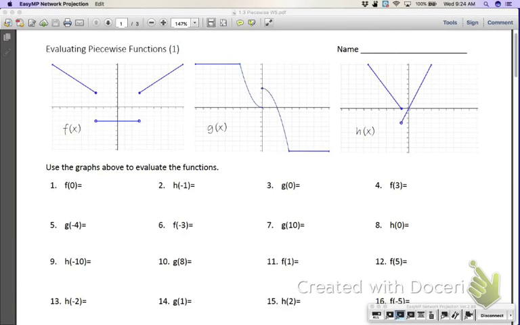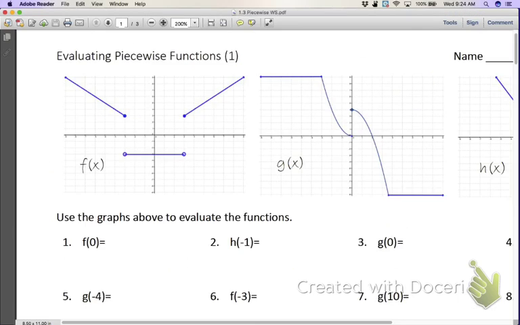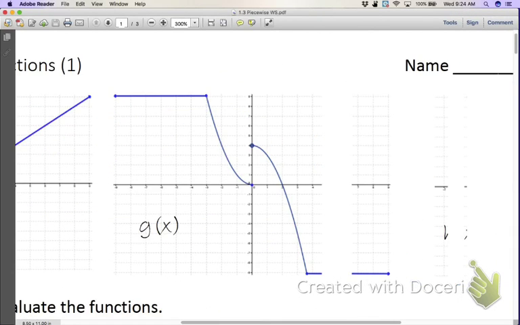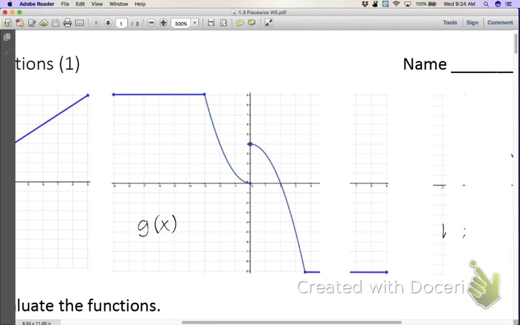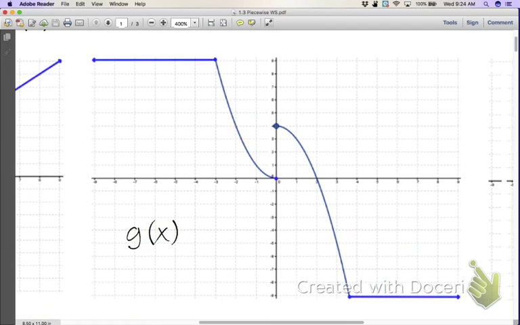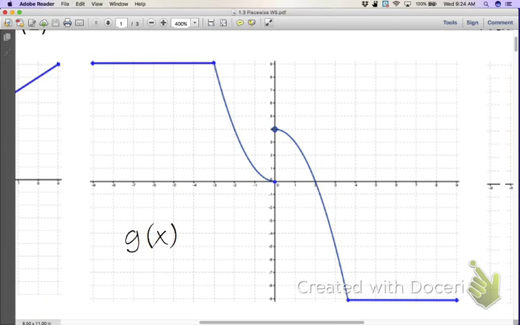If I'm looking for g of 8, I'm going to look at this graph here, and I'm looking for when x is 8. So when x is 8, I'm going to slide 1, 2, 3, 4, 5, 6, 7, 8, and then in this case I find where the y value is on the graph, and I go all the way down here, so at -9. Okay. Does that make sense?